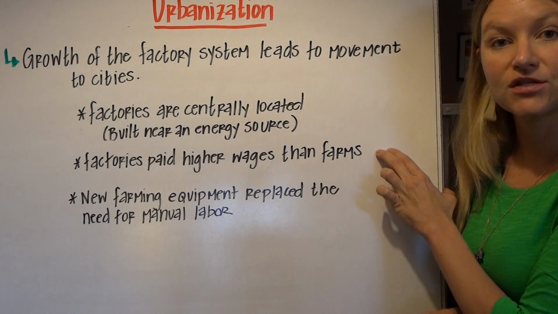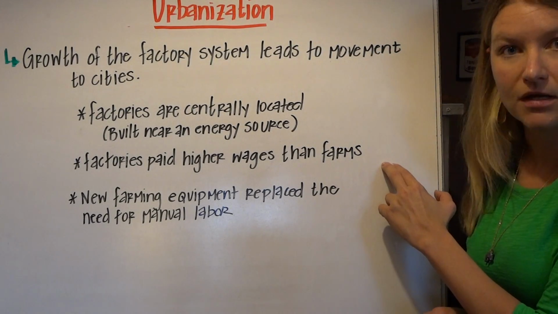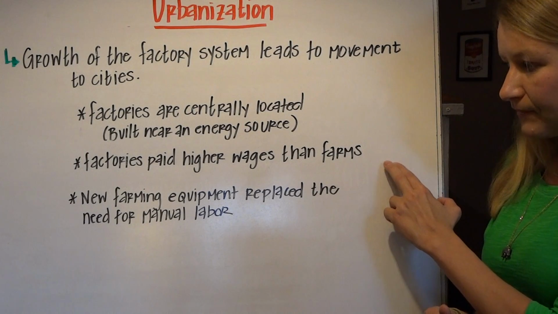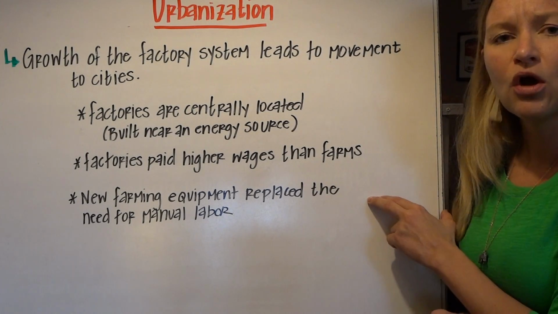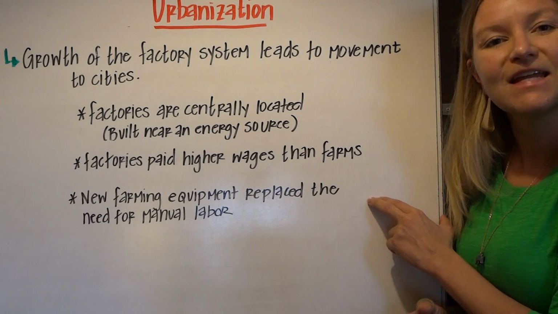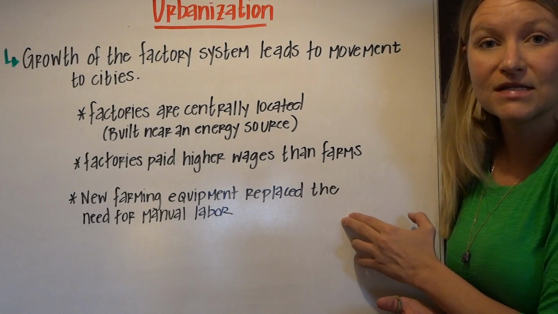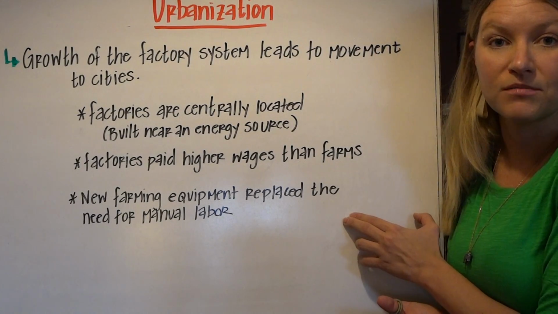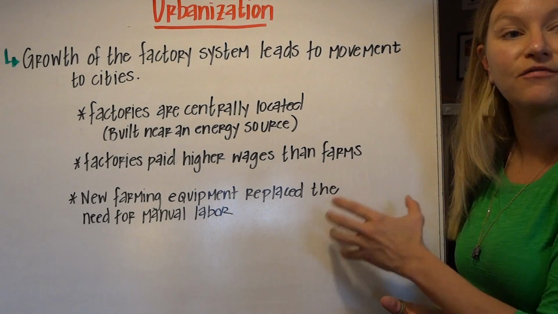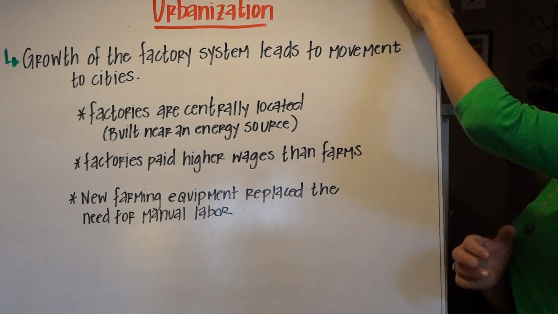Factories paid higher wages than the farms, which caused people to want to move into those cities so they could work in the factories. And new farming equipment really replaced the need for manual labor. So we didn't need the slaves from the South as much, and we really didn't need paid labor either on those farms. So those people had to find jobs, and those jobs existed in the factories.